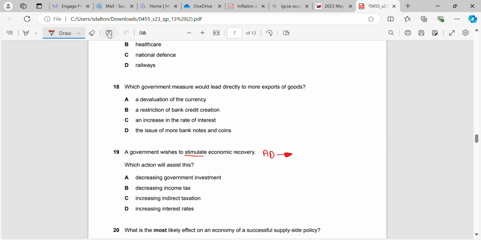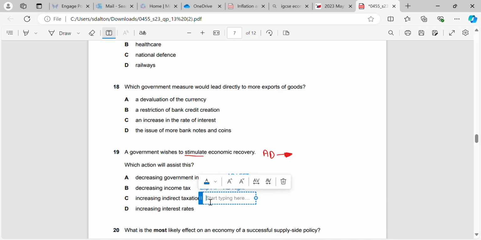So, decrease government investment. That would be a decrease in government spending. AD would go left. It's contractionary fiscal policy. Decreasing income tax is an expansionary fiscal policy. What would happen? AD would go right.